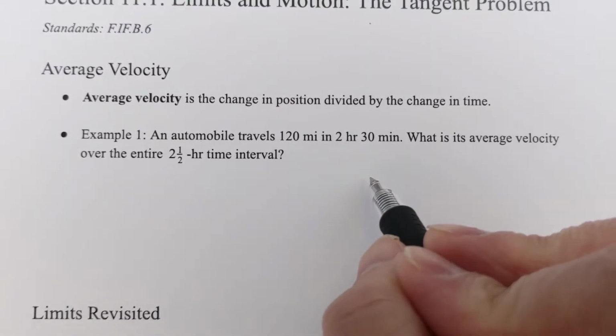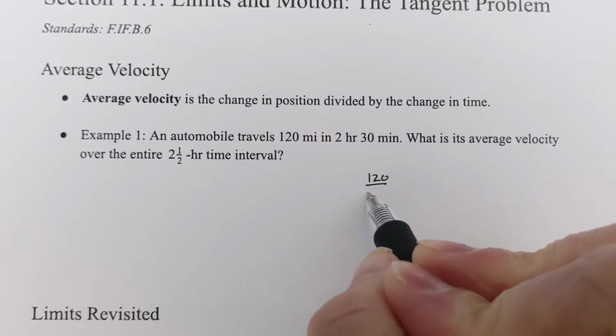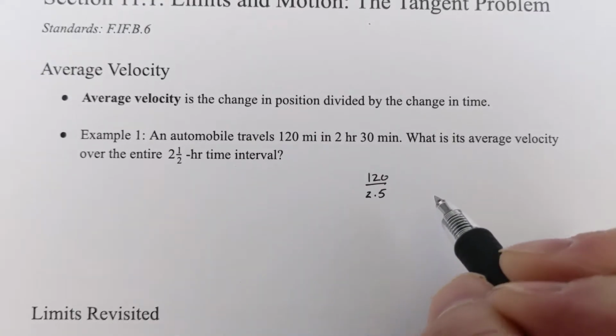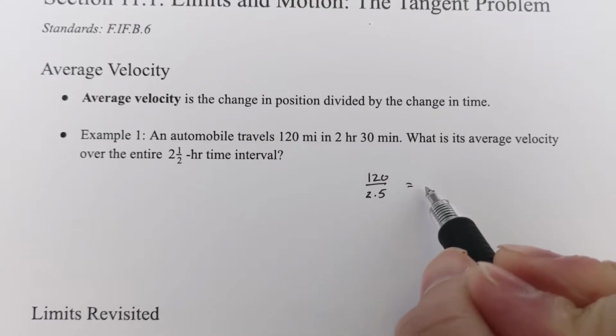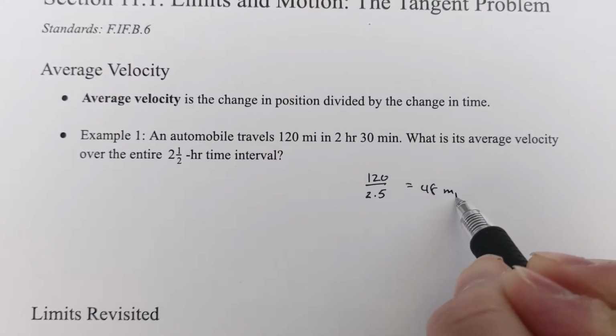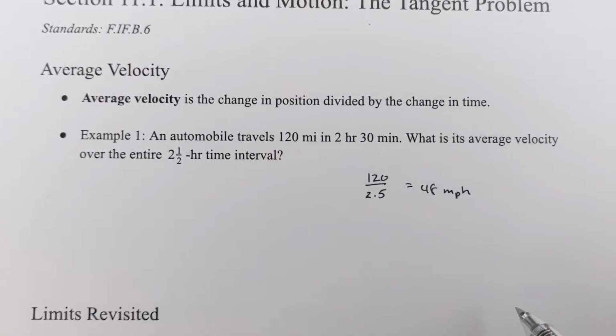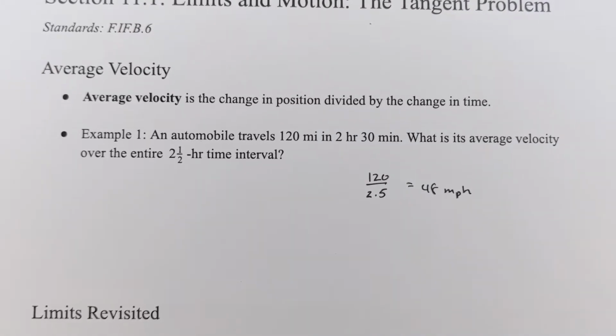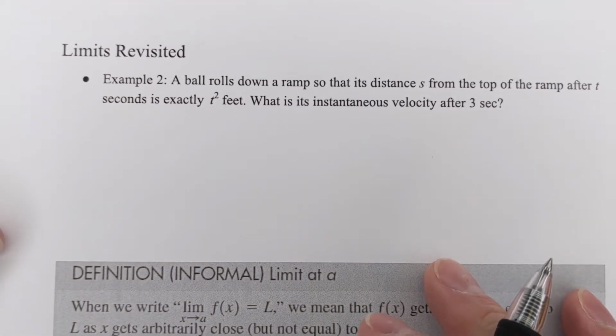So change in position is going to be 120. Change in time is going to be 2.5. So their average speed is 48 miles per hour. So relatively straightforward. All right, so limits revisited.